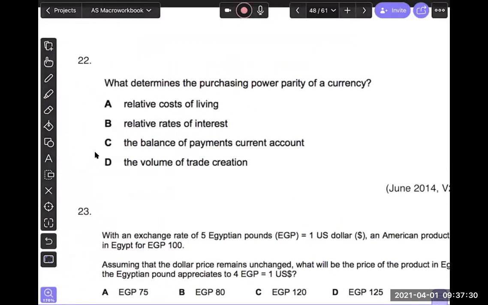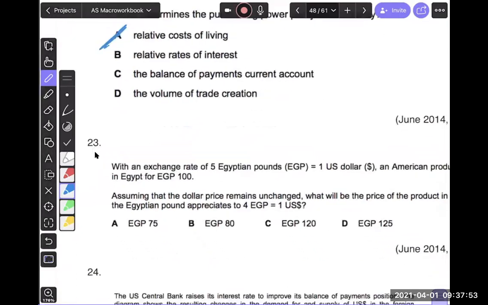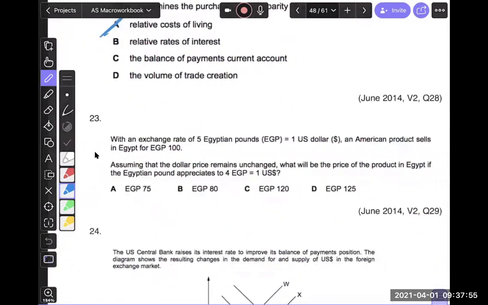Okay, guys, what determines the purchasing power parity of a currency? Anyone? A, good job. It's the relative cost of living. Exactly. Cost of living is your purchasing power parity. Good job.